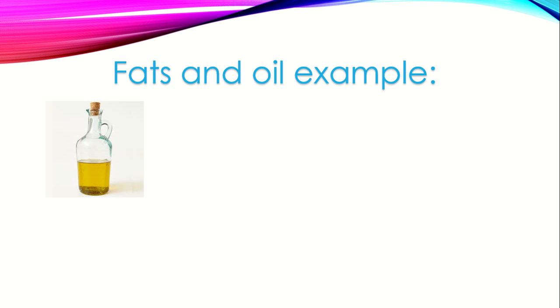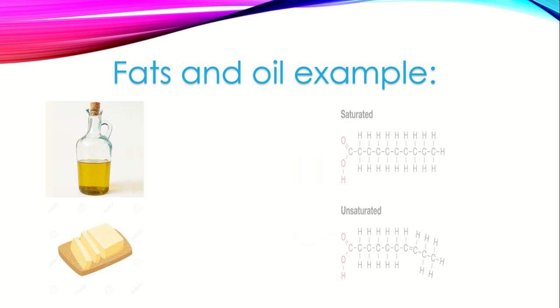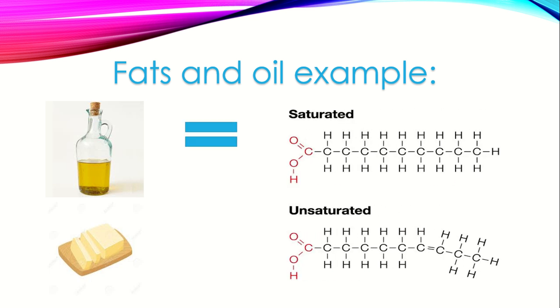The difference between fats and oils is that fats are solid at room temperature, while oils are liquid at room temperature. Animals use fats for long-term energy storage, while plants use oil for long-term energy storage.